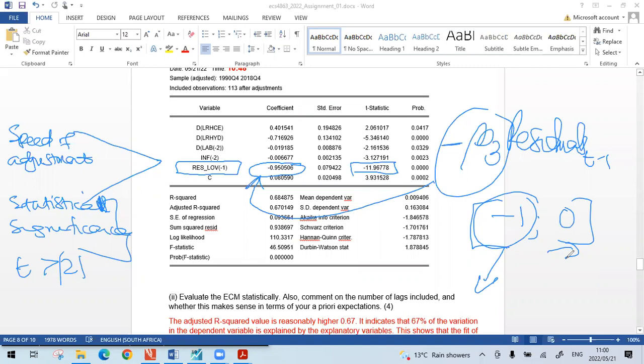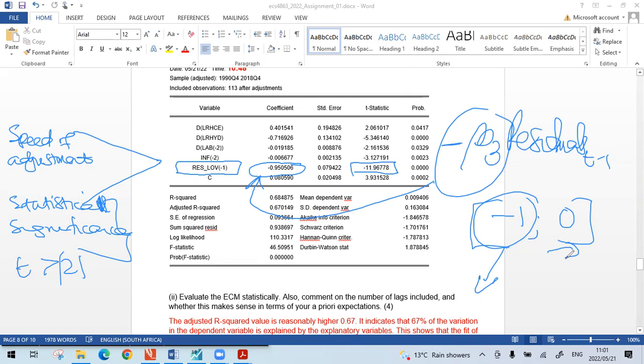So in other words, we are saying 90% of the shock will be dissipated in the next period. So we don't need so many periods for us to go back to the shock, because 95% of that deviation, of that error, will be sorted out in the next period. We'll be moving towards the equilibrium. I hope you're getting it.